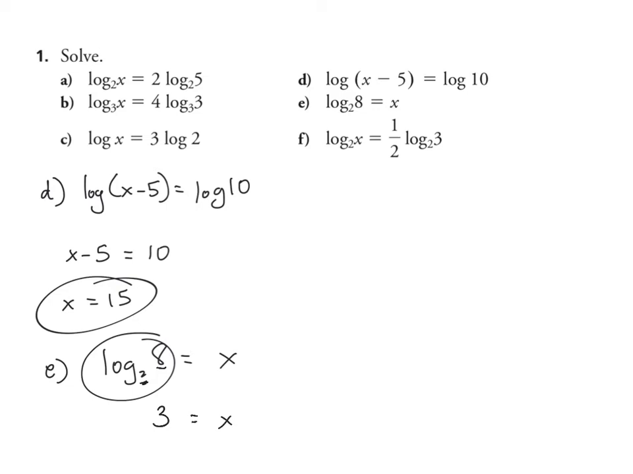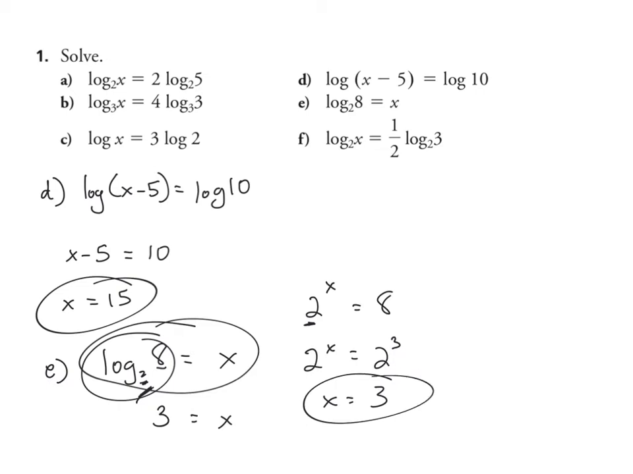Another way to do this is to convert this to an exponential. You could say 2 is your base, so this is going to be the base, to the power of x equals 8. Well, 2 to the power of x equals, well, 8 is 2 to the power of 3, so x equals 3. So lots of different ways of thinking about this.